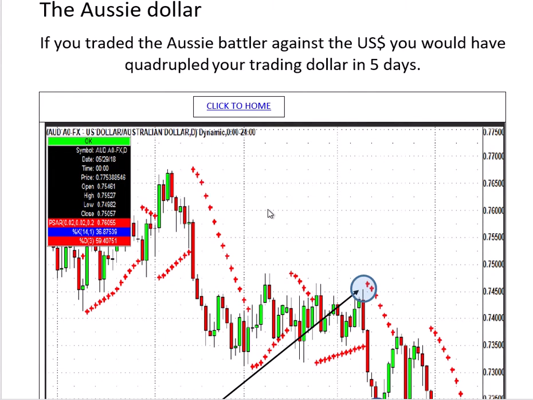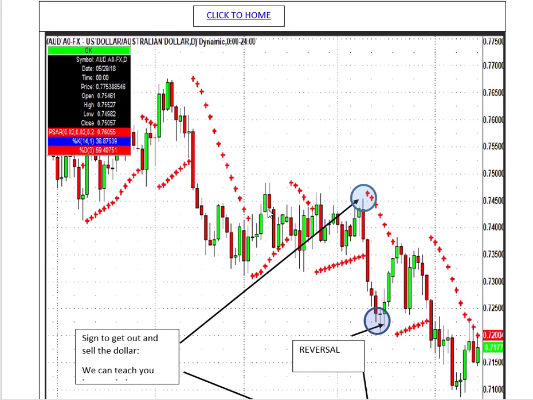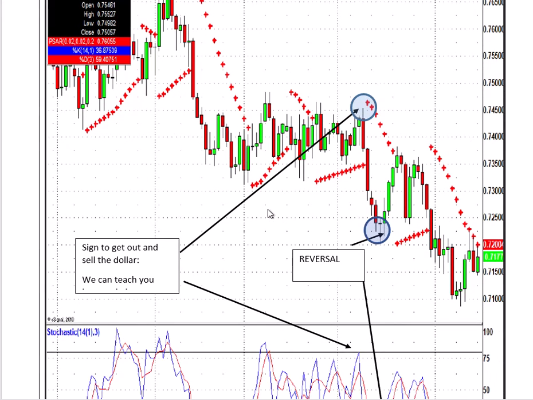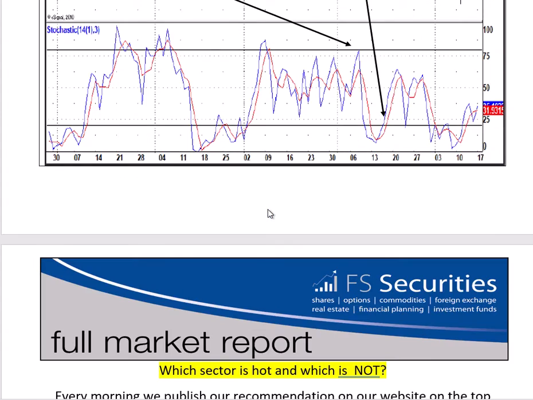Again, further education is part of our trading. So you see how we can give you some reversal, when to enter the market, when to start taking profit, and when to get out of the market.